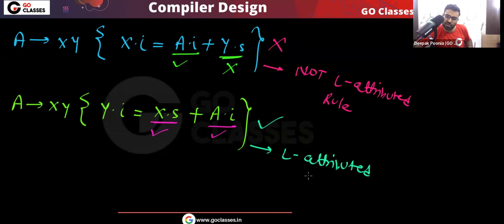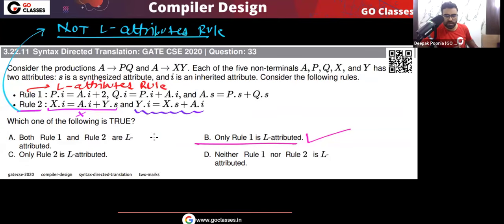Okay, this is L attributed rule. I hope you understood. So remember, yes, this is L attributed rule. You can see that this rule 2 is not L attributed rule. So overall, rule 2 is not L attributed rule. So the answer will be option B, which is true: only rule 1 is L attributed rule. I hope you understood this.